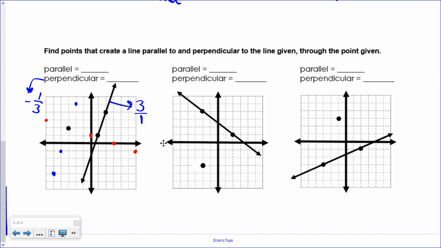I got stuck. The slope is up 2 and over 1, 2, 3, 4, 5. You mimic that for the parallel. I went up 2 and right 5. This one? You go down 3 and over 4. So it would be positive 4 over 3, you go up 4 and over 3.